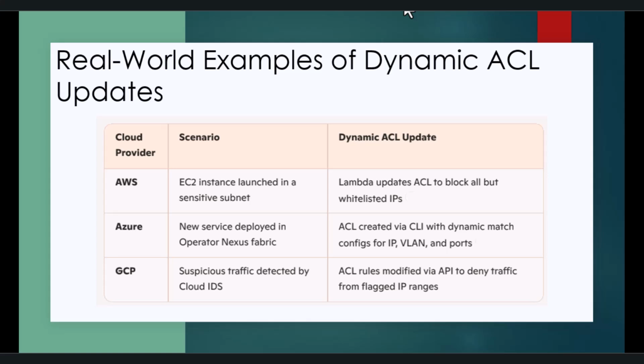At Azure, a new service is deployed in Operator Nexus Fabric. An ACL is created via the command line interface with dynamic match configs for IP, VLAN, and ports. And then finally, at Google Cloud Platform, suspicious traffic is detected by Cloud IDS. The dynamic ACL update is an ACL rule modified via API to deny traffic from flagged IP ranges.